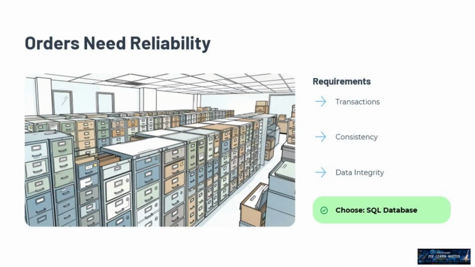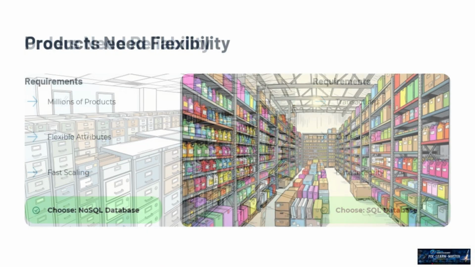Let's look specifically at order data. Imagine a customer purchases a product and the payment succeeds, but the order isn't recorded correctly. That creates a serious business problem. Orders require accuracy, consistency, and transactional guarantees. SQL databases excel in these scenarios because they enforce data integrity and support ACID transactions. Architects choose SQL databases when correctness is more important than flexibility. Understanding the nature of the data helps us select the right storage technology.